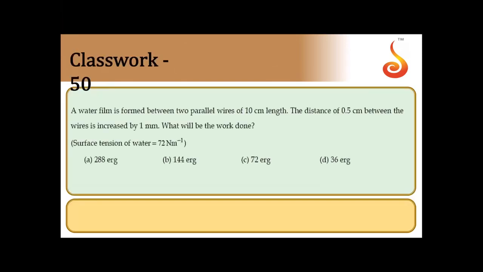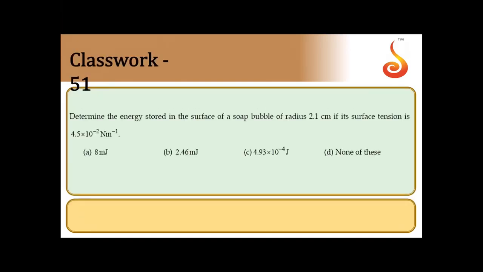Yes, we shall move on to next one. Determine the energy stored in the surface of a soap bubble of radius 2.1 centimeter if its surface tension is 4.5 × 10^-2 Newton per meter. So energy stored is surface tension into area. It is a soap bubble, so it has two surfaces. So energy stored U should be equal to surface tension into 2 into 4πR². So just substitute and simplify.